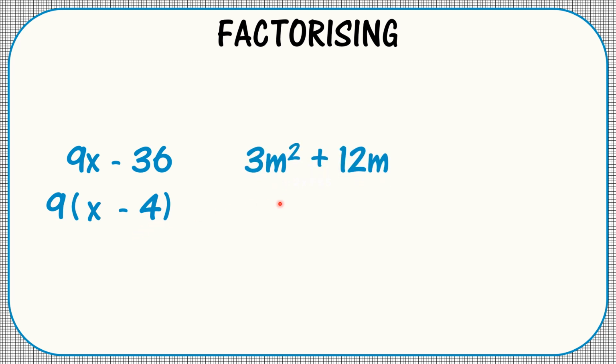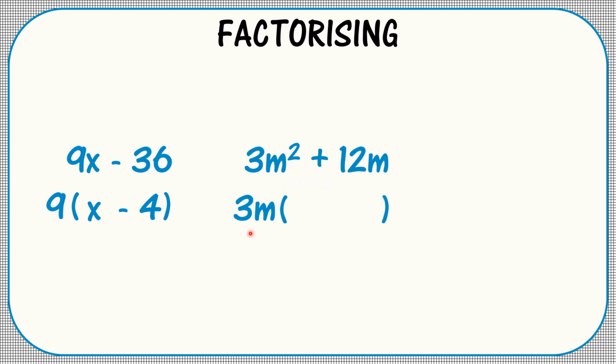Here is another example. You have 3m squared plus 12m. What you need to look for first of all is the numbers. What is the highest common factor of 3 and of 12? The highest common factor is 3. Then we look at the letters. If you have m squared and you have m, the biggest factor for these would be m. So what you would get outside the bracket is 3m.